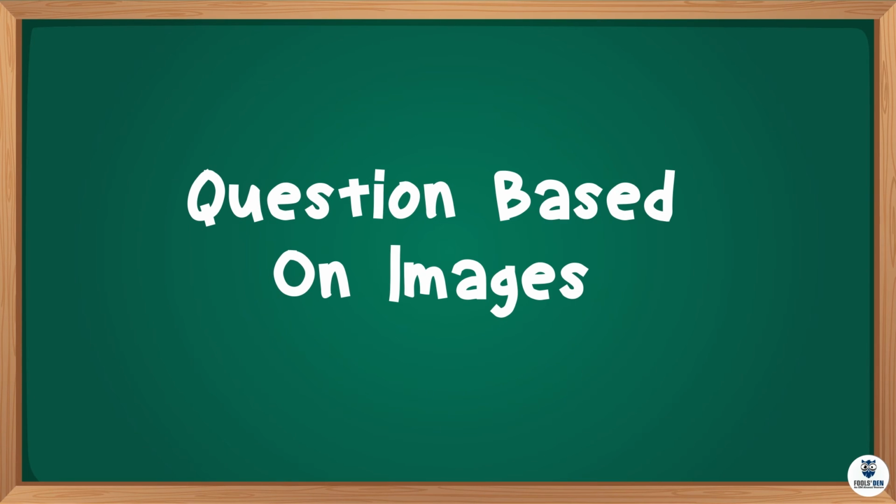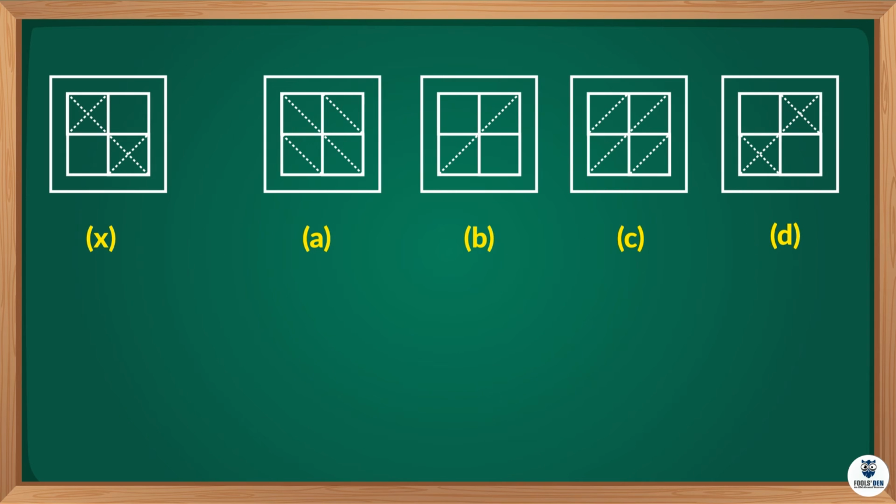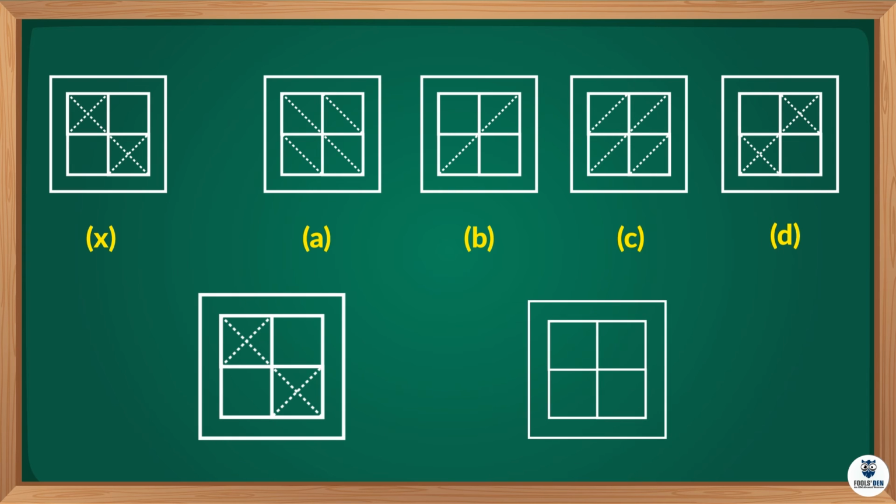Let's take a question based on images. So here we have a question image followed by 4 options, from which one is the actual mirror image of the given question. Now let's see how to go about it. We have discussed that in images, vertical lines always remain vertical and horizontal lines always remain horizontal. So you need not look at them. Look only at the slanting lines, because slanting lines are always flipped over.